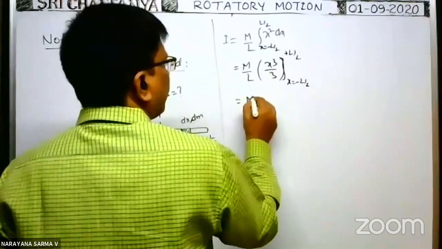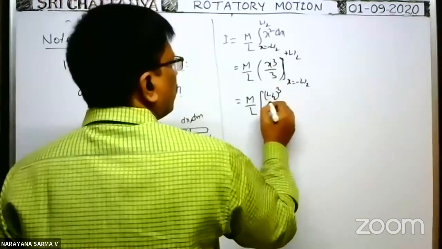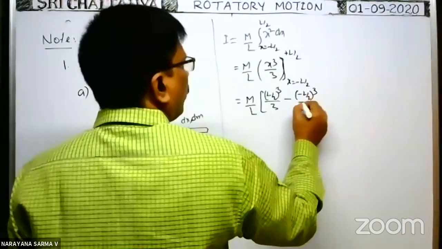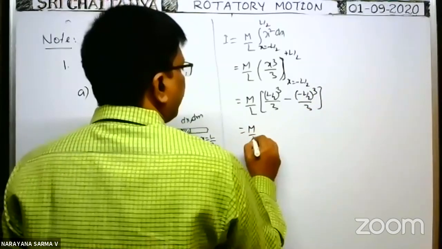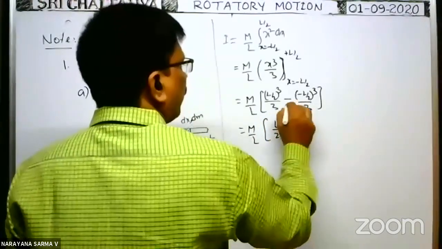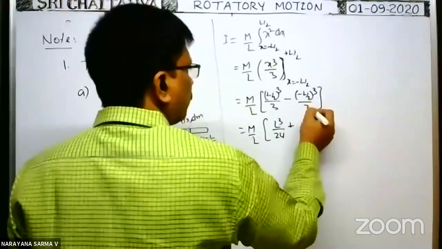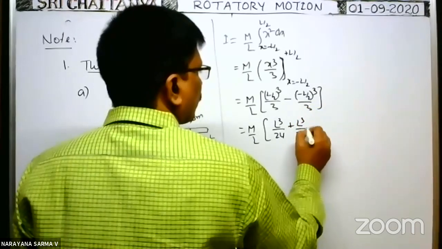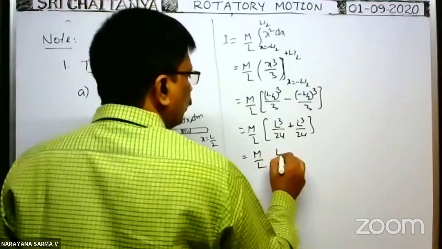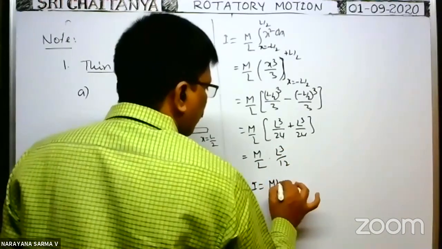You substitute the limits. m by L into, first, the upper limit: L by 2 whole cube by 3, minus the lower limit: minus L by 2 whole cube by 3. So this is equal to m by L into L cube by 8 into 3, which means L cube by 24, minus of minus L cube by 8 by 3, which means plus L cube by 24. So 2L cube by 24 means L cube by 12. So m by L into L cube by 12. Therefore, I is equal to, with one L cancelling, m L square by 12.